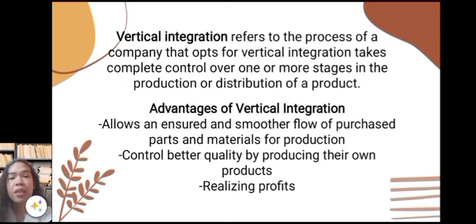So going back sa previous example natin kanina na yung bandana, so if a company has control in more than one phase or process of that product, for example, yung purchasing of raw materials, tapos control pa ng company yung advertising, tsaka yung selling, then that company is a vertically integrated company.